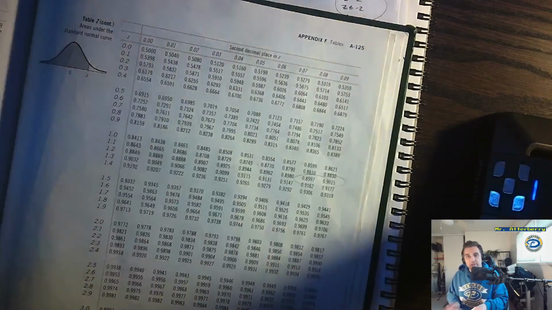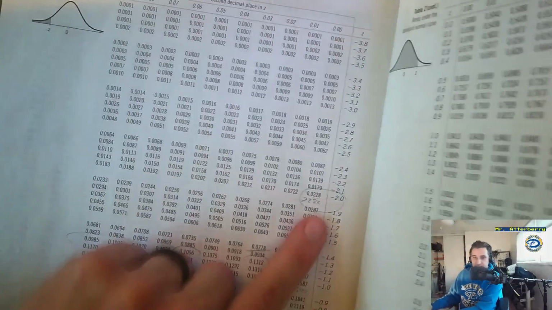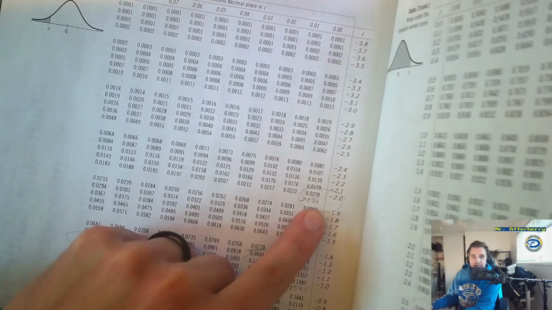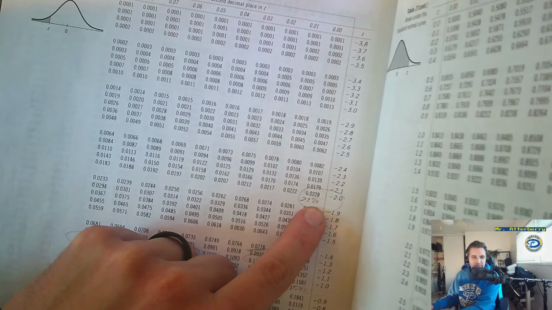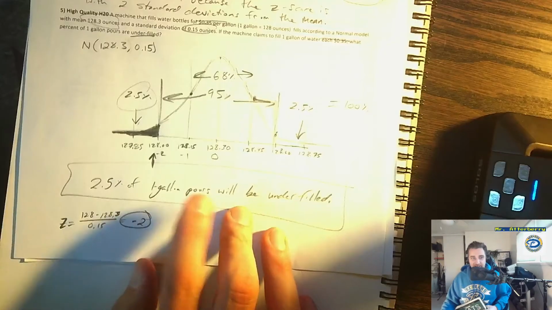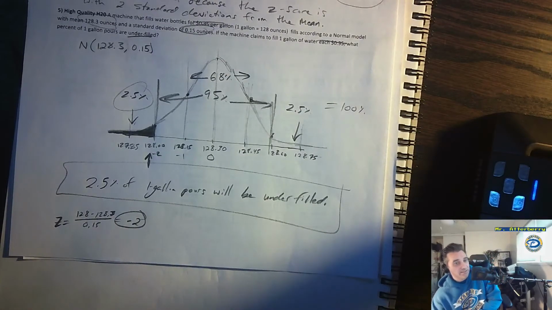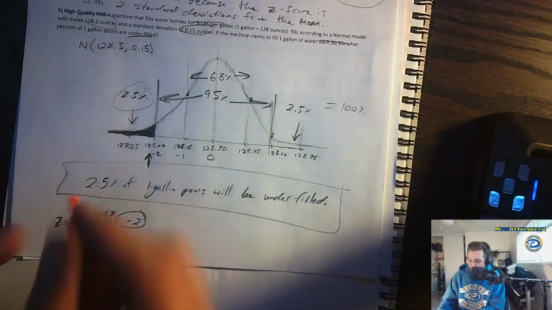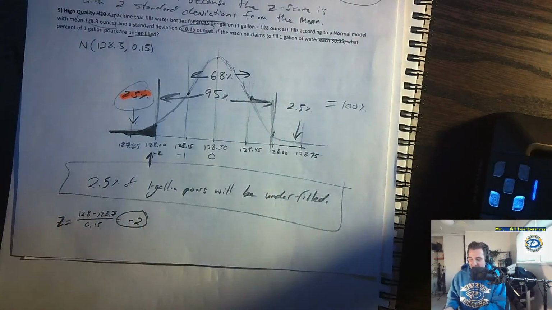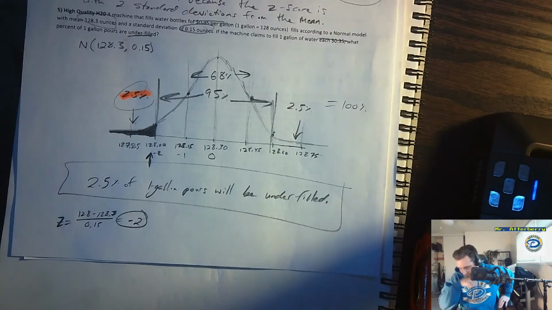Okay, so our book is a lot like the graph. Over here at negative 2, which was the z-score we got, 0.0228, which is about 2.28%, about 2.3%. Is that the same answer we got here? No, we got 2.5 because that's just an estimation. 2.28% is actually closer to the exact answer. But for a question like this, either answer would be correct.